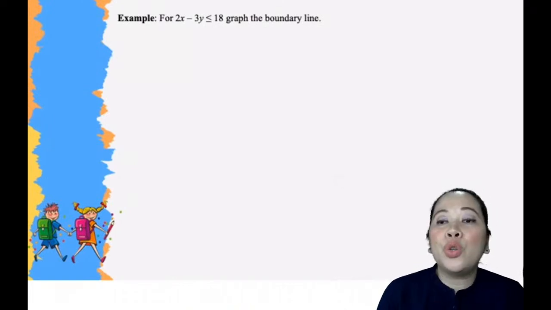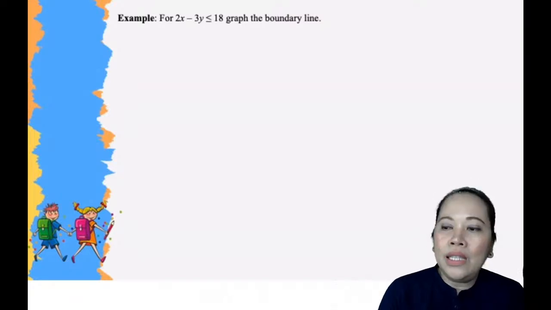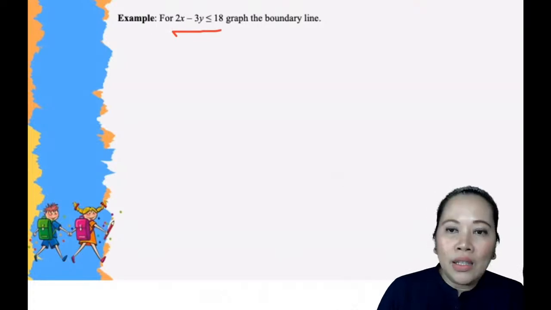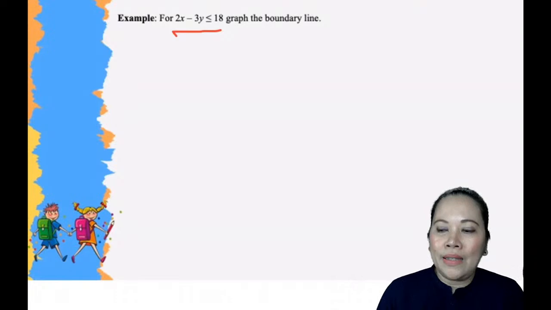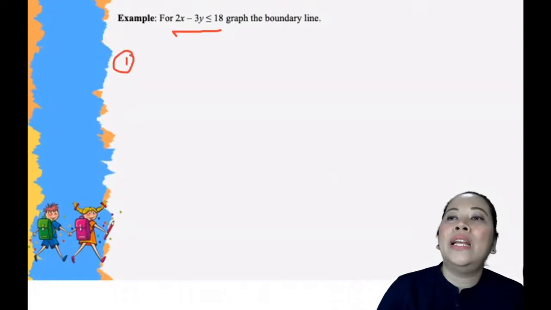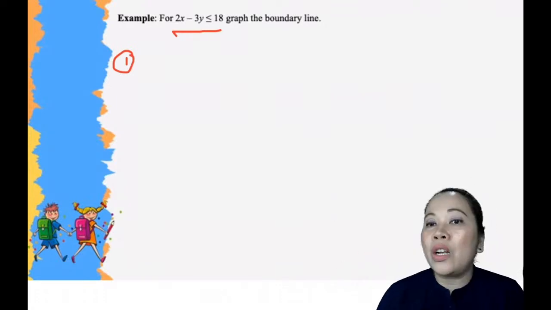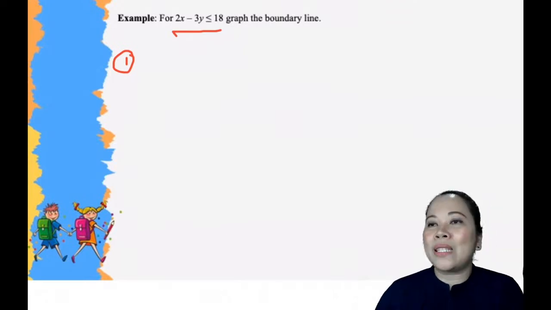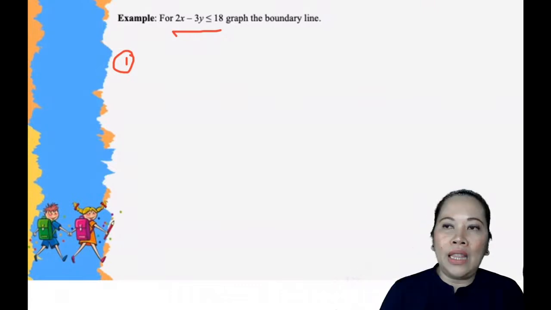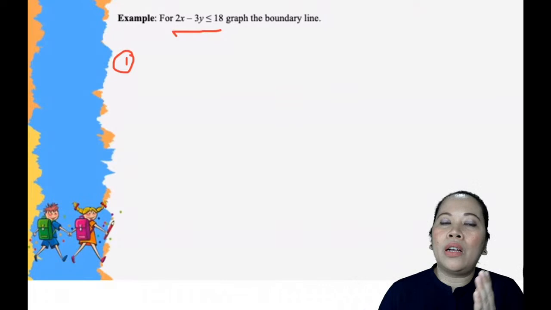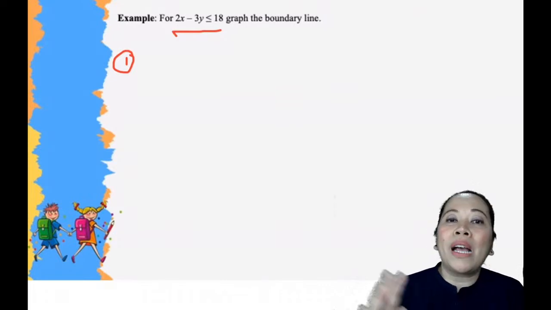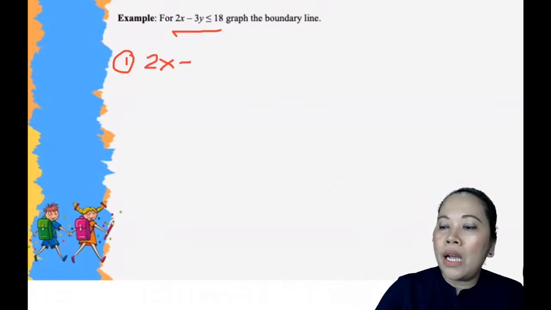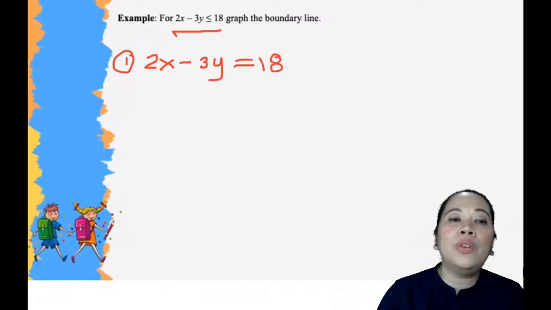So for example, you have 2x minus 3y less than or equal to 18. So the first step that you have to do is identify the linear equation first. You graph the linear equation by simply removing the inequality sign and substituting it with an equal sign. So 2x minus 3y, change this first to equal to 18.